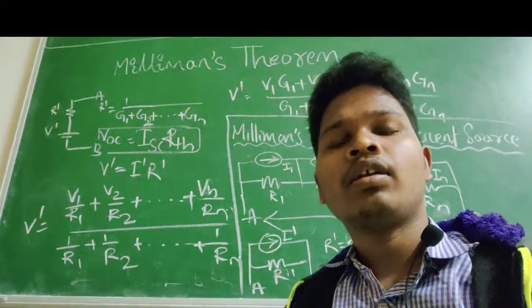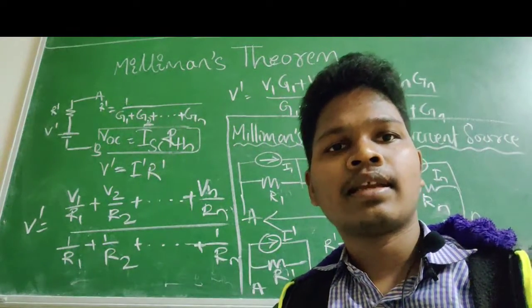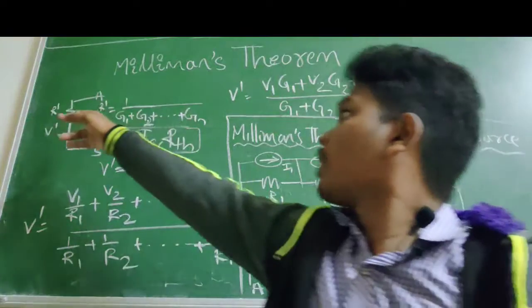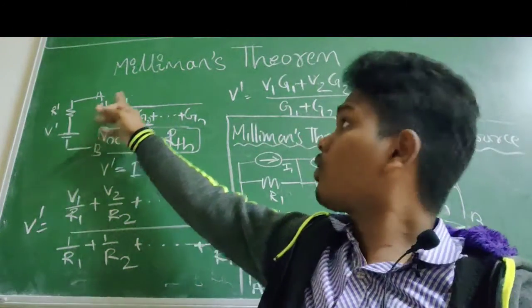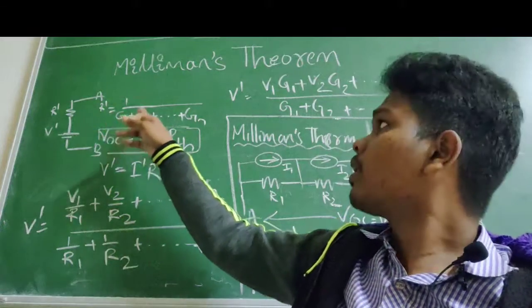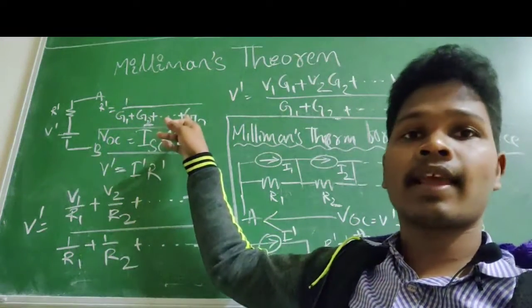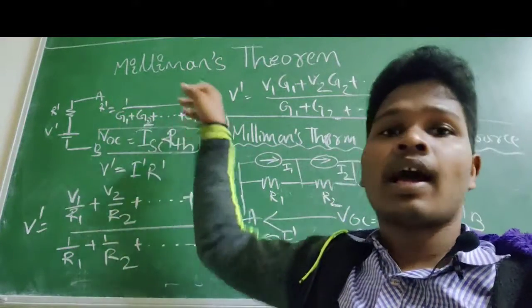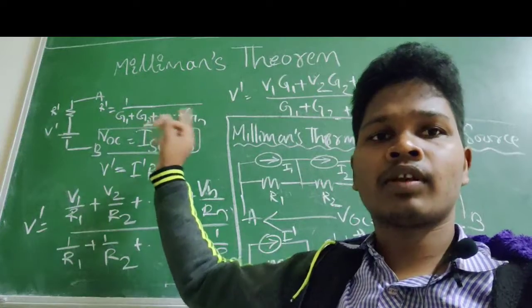So we have done our calculation of R dash, that is Thevenin's resistance or Norton resistance. This R dash is equal to 1 divided by (conductance 1 plus conductance 2 up to conductance n). So this is R dash, the Thevenin's resistance. Is it clear?